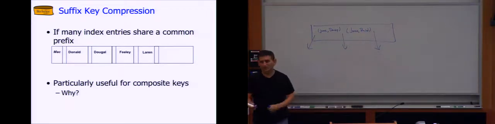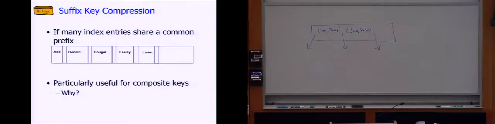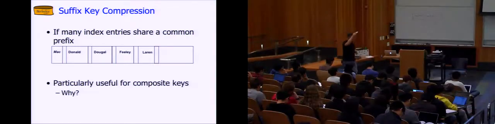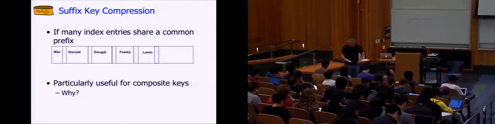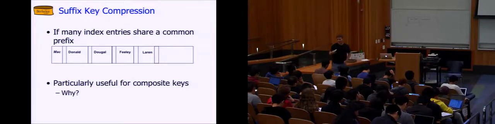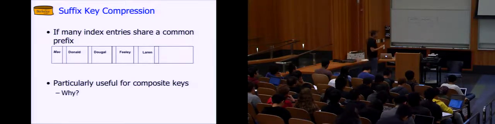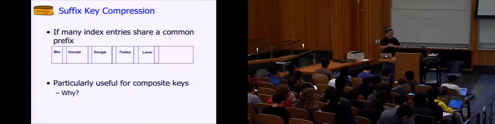Because there's going to be lots of Joneses, right? You pull that out as a separate prefix, and then you just store the suffixes. Right? It happens all the time when you have these composite keys, because the first field that you index on may have lots of duplicates. Right? Last name, comma, first name. There's lots of duplicates on last name. Right? So this is a pretty typical optimization you want to do. Make sense?